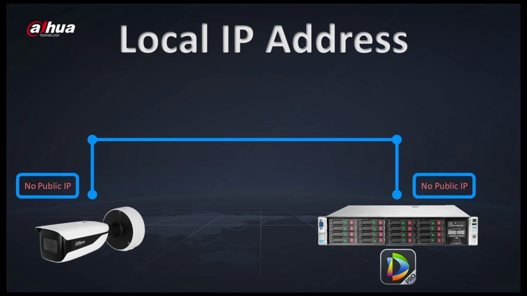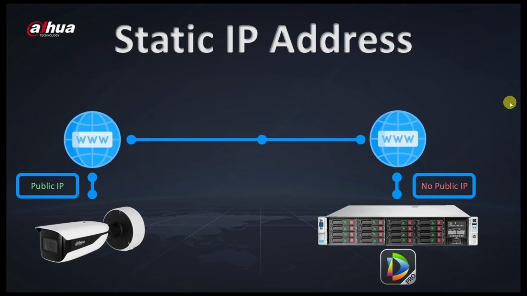Another option here is static IP address, where you don't need a public IP address on the server side, but you need a public IP address on the device side. Both the device and the server need to be connected to the internet, and you can make the direct connection. How does it look in DSS?